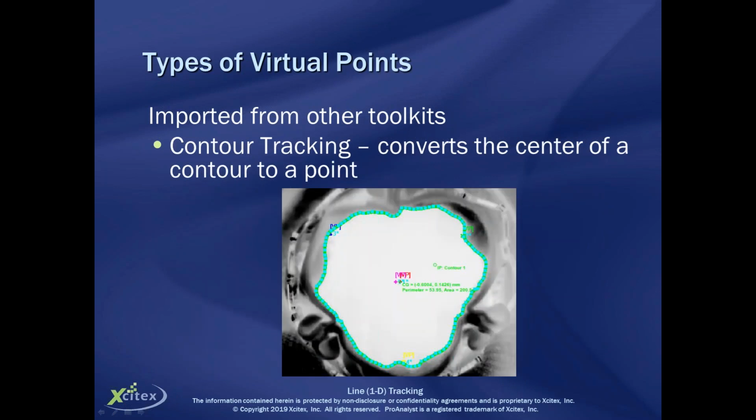And the last example here is with contour tracking. In this instance, we have brought this contour in, and we have tracked this, and we find the center of this contour, and we can set it as a virtual point. It's pretty straightforward. Not much else needs to be said in terms of that, but it's a central point based on the area of the contour.